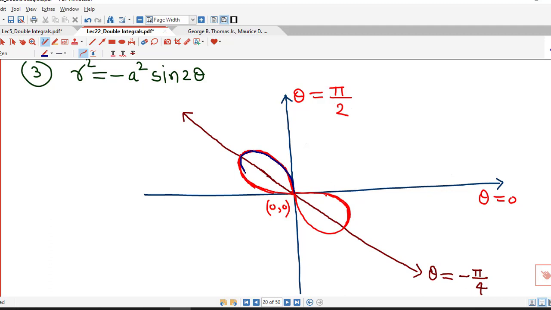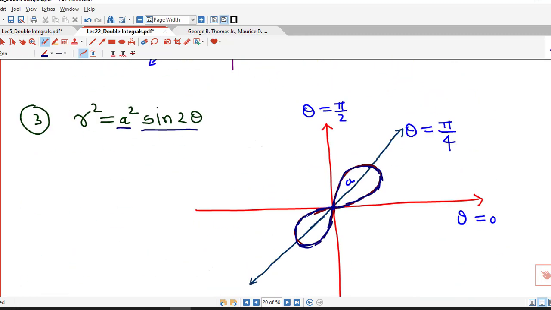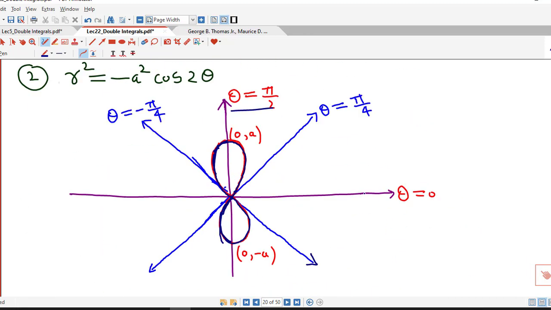Okay, so these are the two loops for r square equal to negative of a square sin 2 theta. So we will remember all these standard graphs of lemniscates. Here this loop is intersecting theta equal to pi by 4, and again this loop is symmetrical about theta equal to pi by 4. That means this portion and this portion are symmetrical about theta equal to pi by 4.